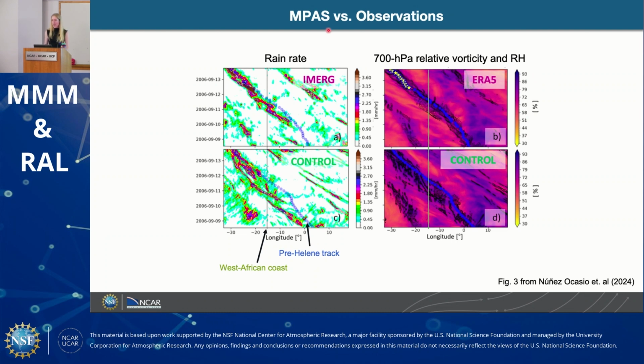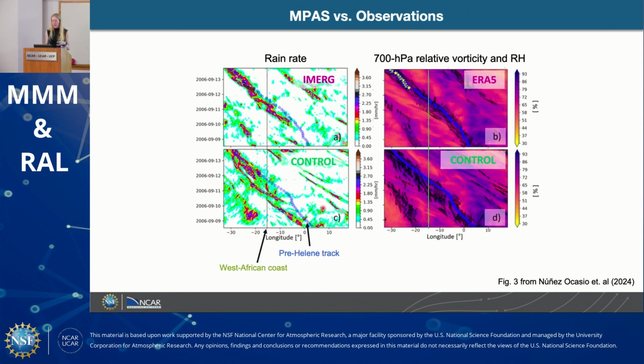To compare MPAS to observations, we have Hovmöller diagrams as a function of longitude on the x-axis and time increasing as you go upwards for both the rain rate and then the relative vorticity and relative humidity. So comparing MPAS, which is on the bottom here, to observations, we see that it compares really nicely, except MPAS tends to have a little bit broader features.